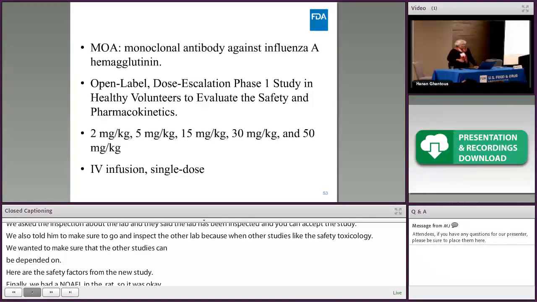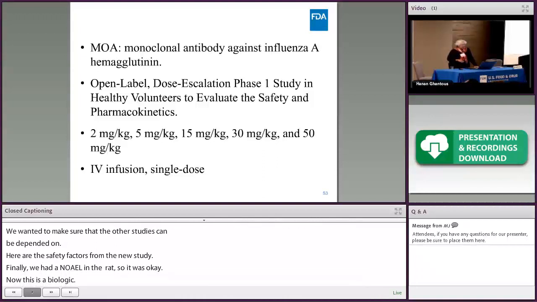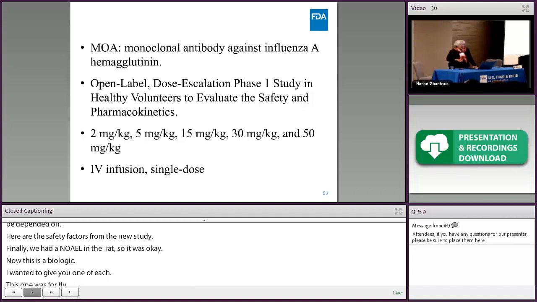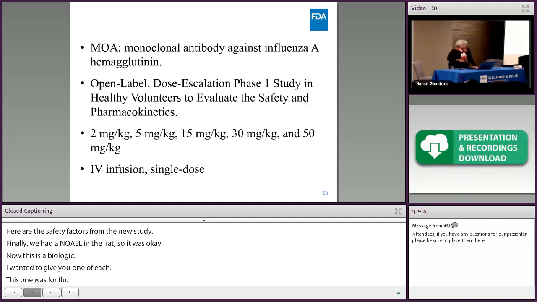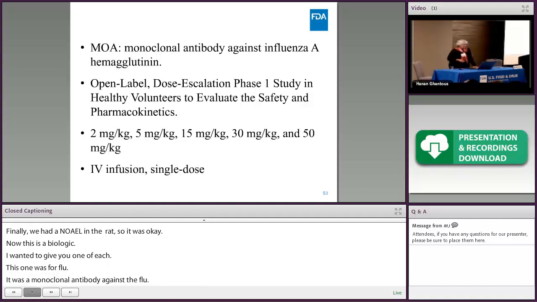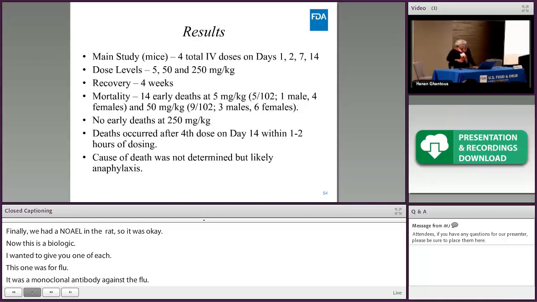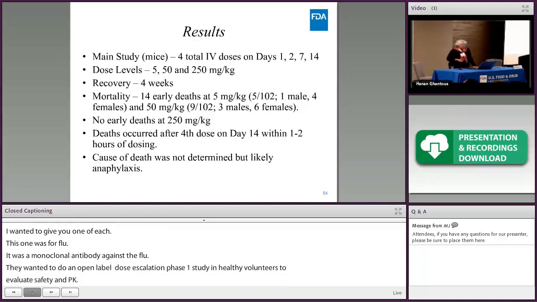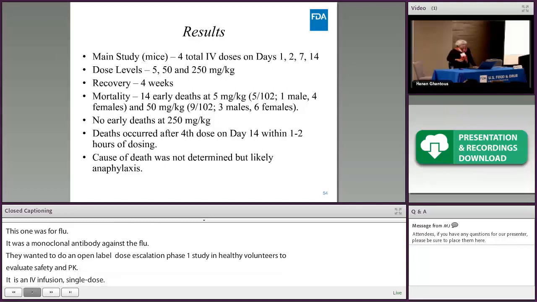Okay, now this is a biologic, so I wanted to give you one of each. And this was for flu. It was a monoclonal antibody against the flu. And they wanted to do an open label dose escalation phase 1 study in healthy volunteers to evaluate safety and PK. And these are the doses: 2, 5, 15, 30, and 50. It's an IV infusion, single dose.